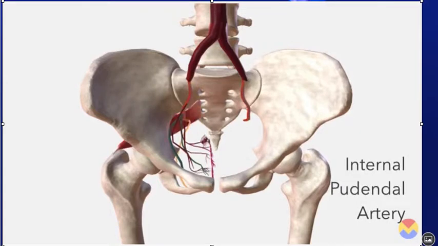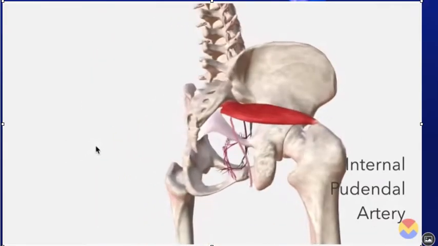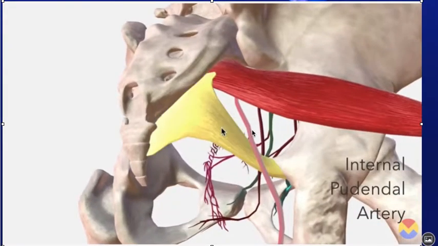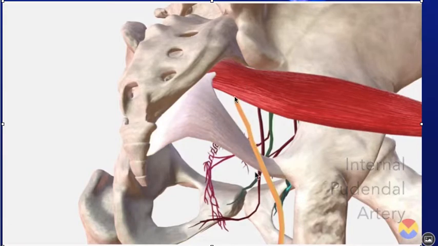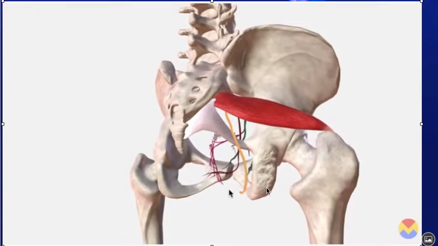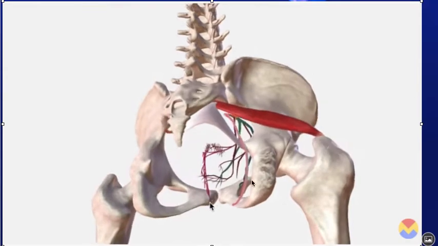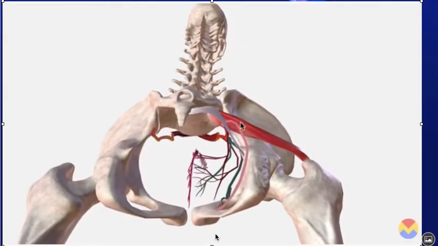Next we have the internal pudendal artery. It is supplying the perineum. This is the piriformis muscle, right? So beneath that, from the greater sciatic, this is the sacrospinous ligament, sacrotuberous ligament, I'm sorry. So this is the greater sciatic foramen and this is the lesser sciatic foramen. The internal pudendal artery traverses both to lie in the pudendal canal at the lateral wall of the pelvis and enter into the perineum to supply it.